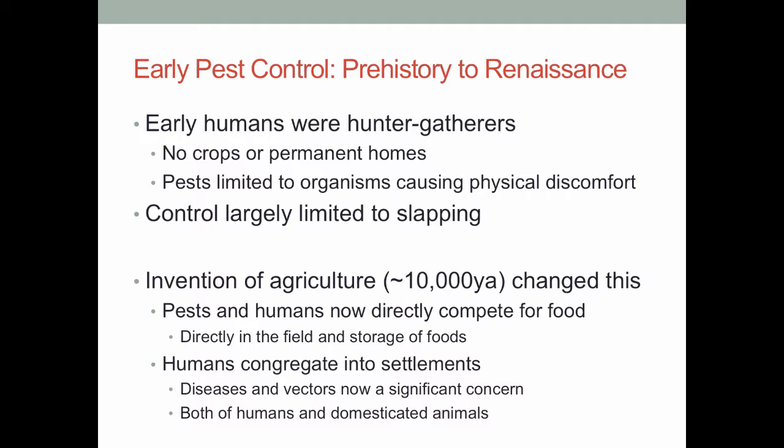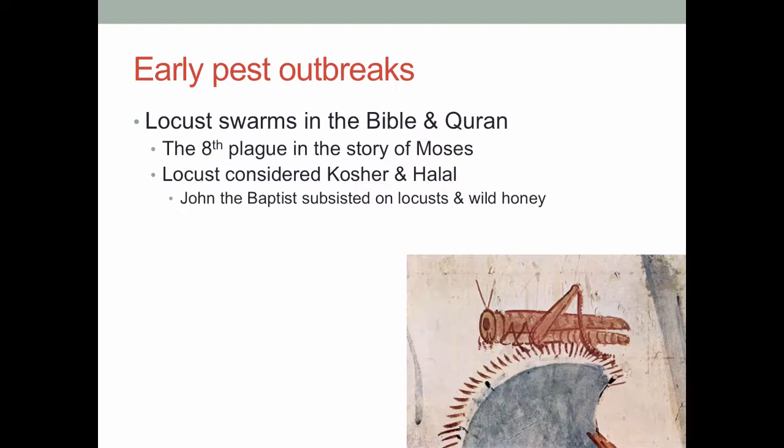And so the invention of agriculture and the general trend of humans becoming sedentary, more enclosed civilizations really led to a big step up in pests and got people thinking about how we actually start controlling these. How do we make our lives better?